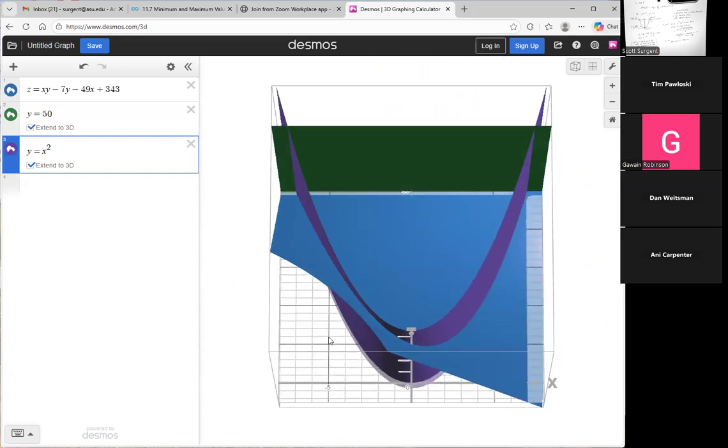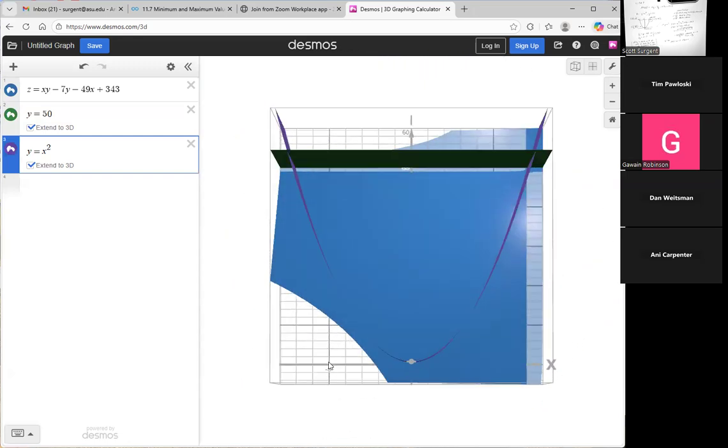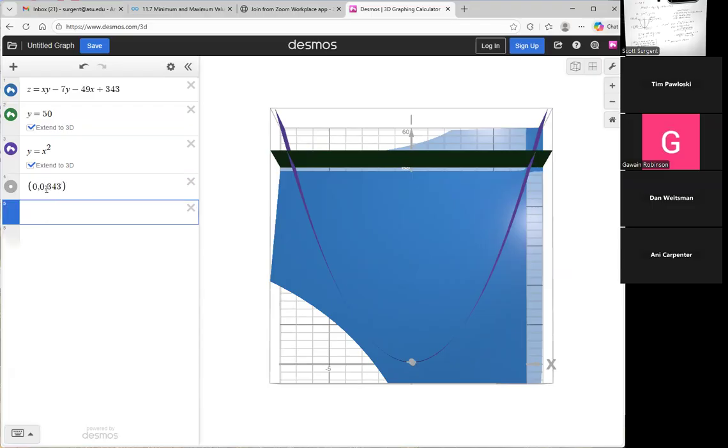Yeah. Could you even just plot the points that you kind of come to a conclusion on, and then just see how they are? Let's try... I don't know. Let's try 0, 0, 3, 4, 3? Did that do anything?